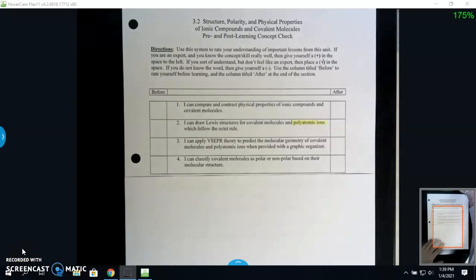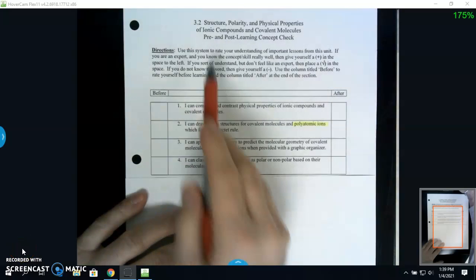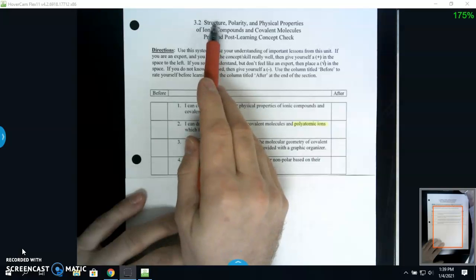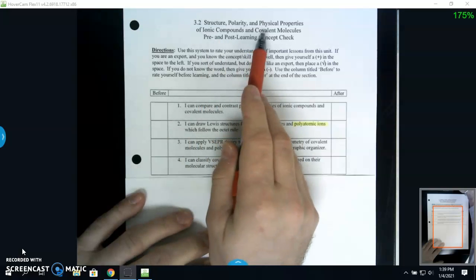Hi everybody, this is Mr. Short. Today you can see what we're going to do is take a look at the 3.2 pre-post learning concept check. The key concept here, the foundational skill that we're going to learn about, is drawing Lewis structures related to covalent molecules.